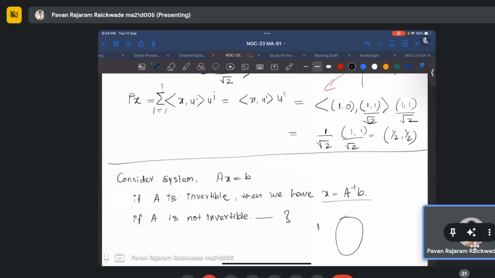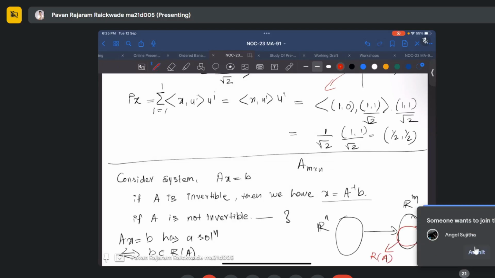Let's say this is your space. If A is an m cross n matrix, then it goes from Rn to Rm. Now consider the range space of A. For any b, Ax equals b has a solution if and only if b belongs to the range space of A, correct? So let's say in Rm, this is the range space of A, and this is the matrix A.